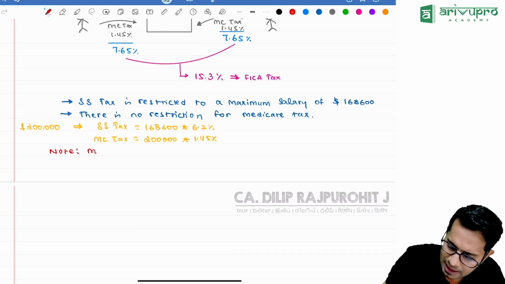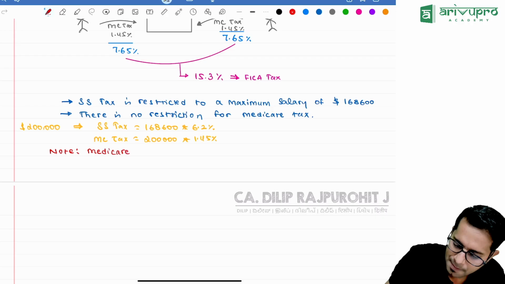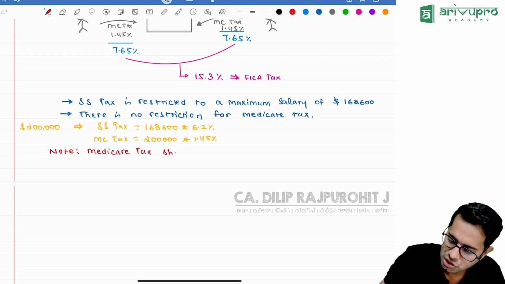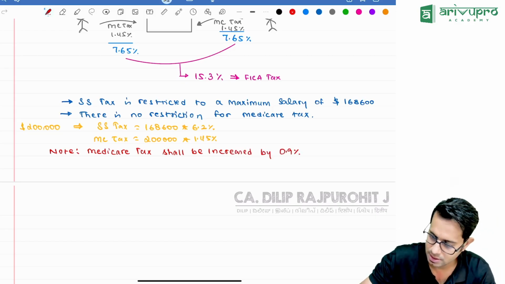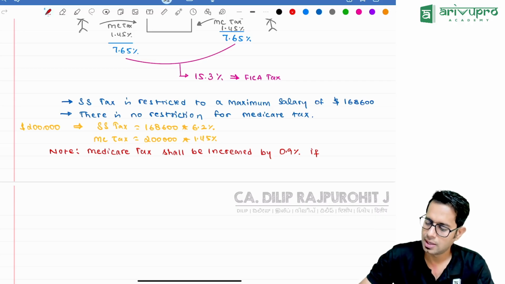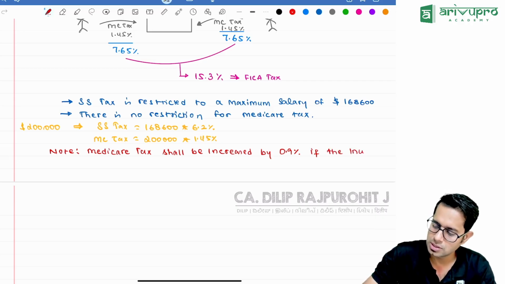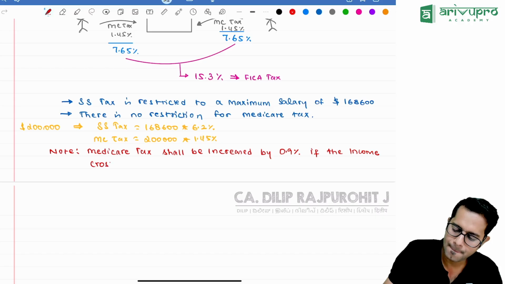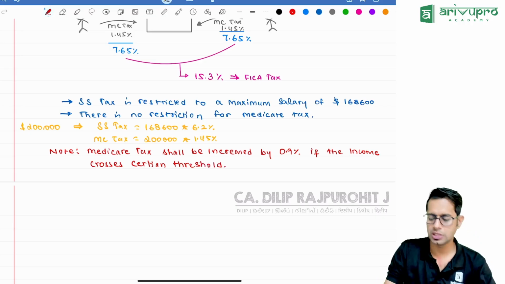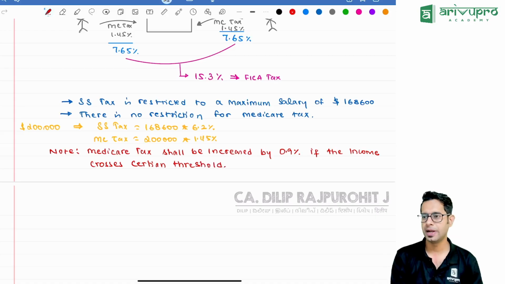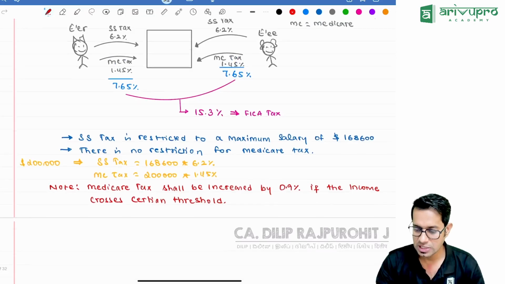So what is this point telling? Medicare tax shall be increased by 0.9% if the income crosses a certain threshold. So if your income is crossing a certain limit or threshold, then you will have to pay additional Medicare tax. It will cross what, sir? It will cross a certain amount. You'll have to pay what? Additional Medicare tax. So this is a very important point to be noted over here.